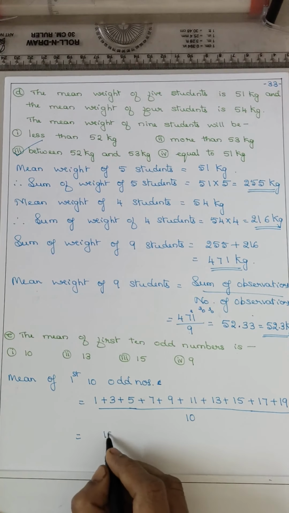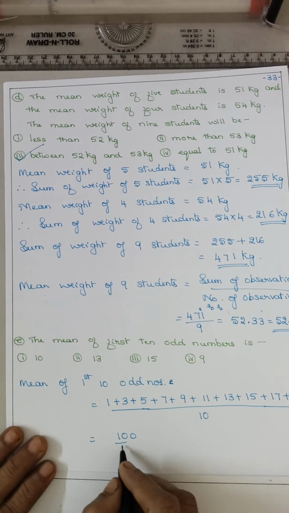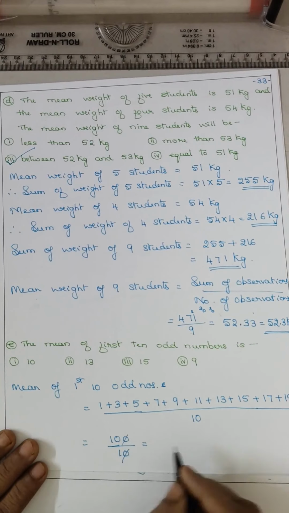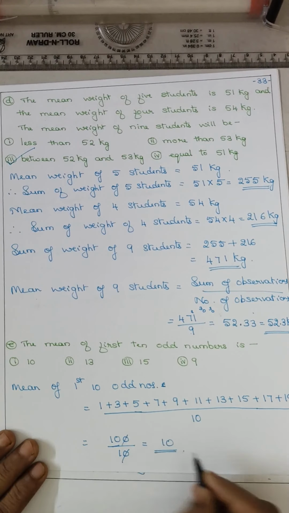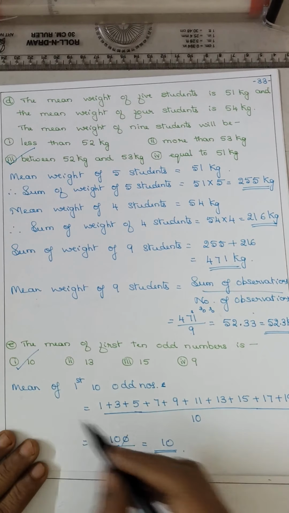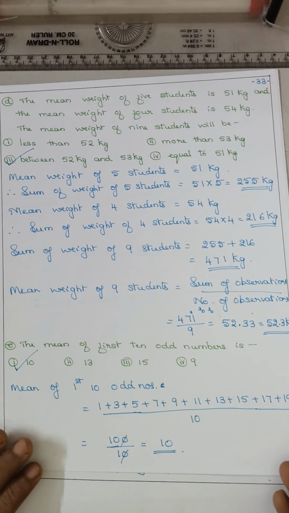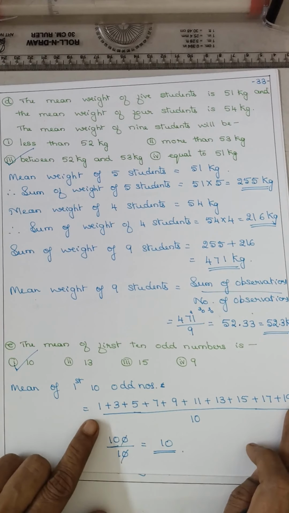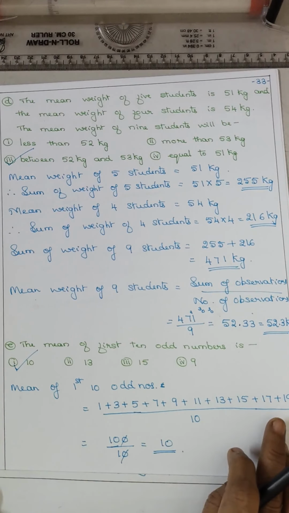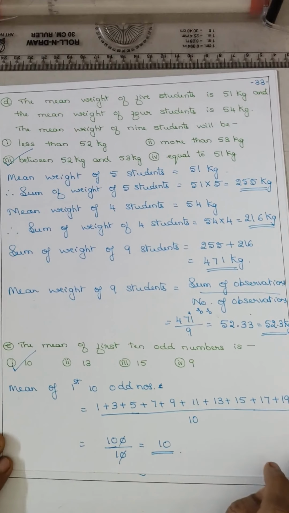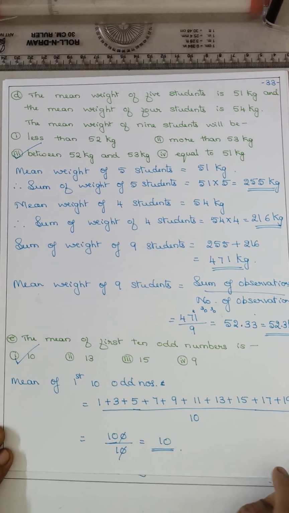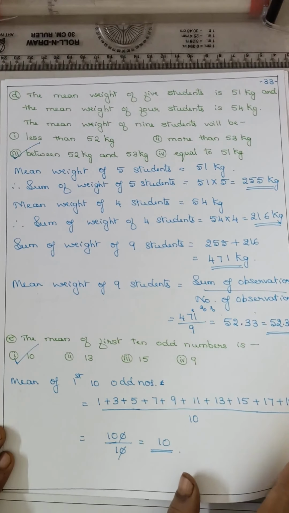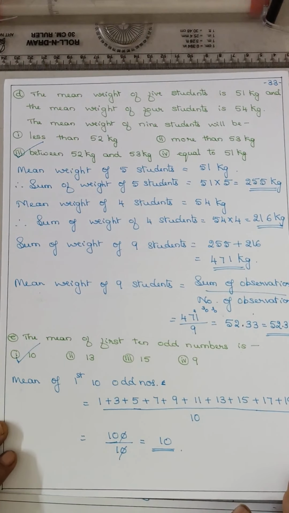25 is 100 upon 10 is equal to, answer is 10. You can add and see, but otherwise this is the easy method. Okay? So 5 times 20 is 100 upon 10. Answer is 10. So that was question number 1A.